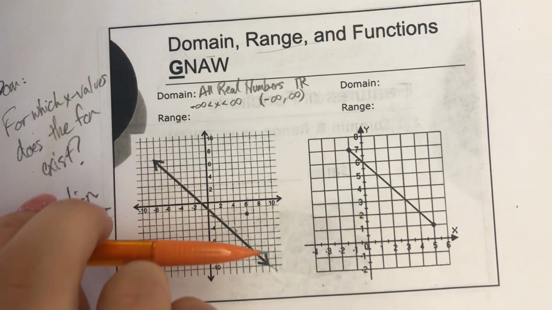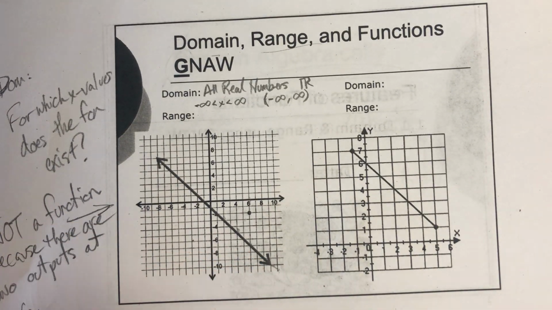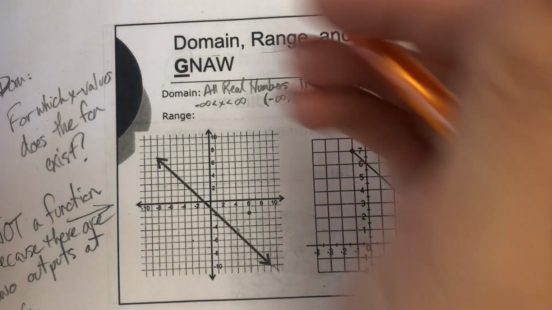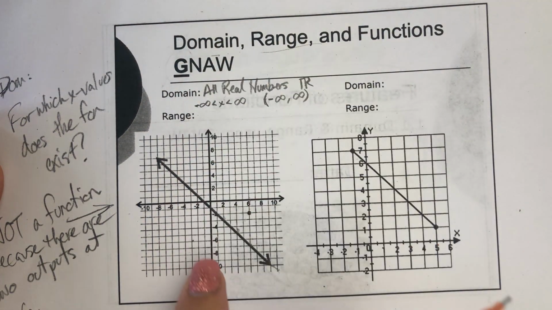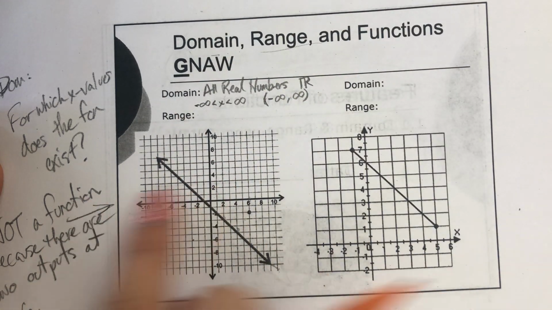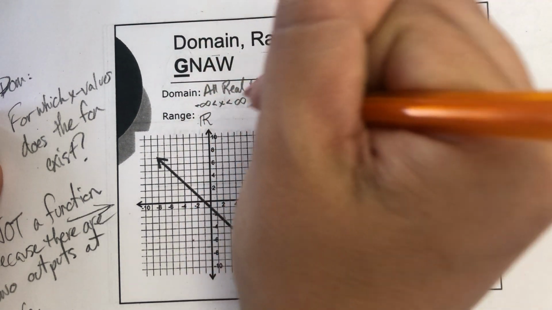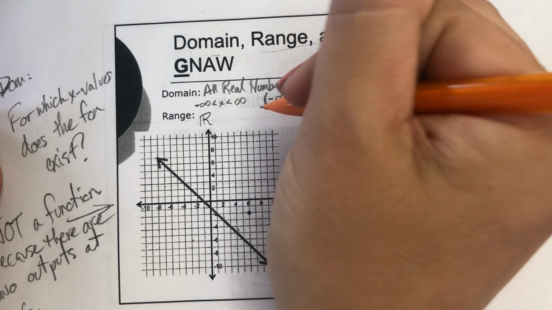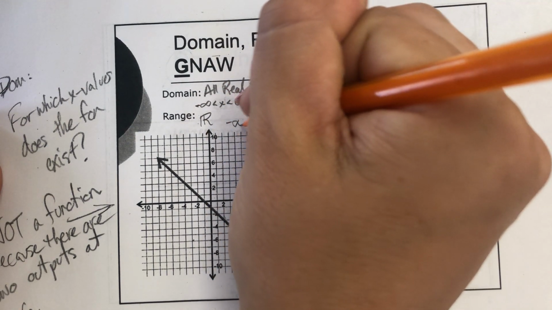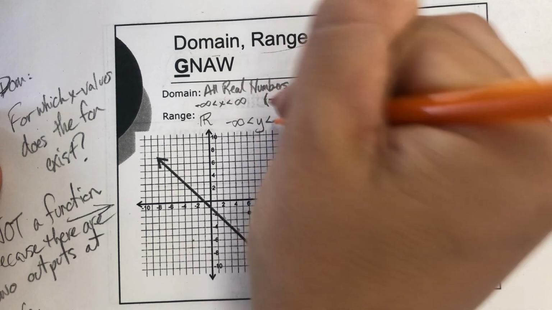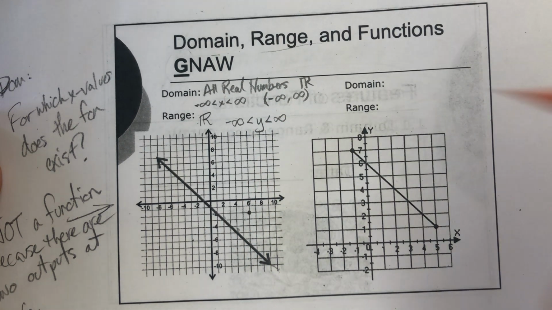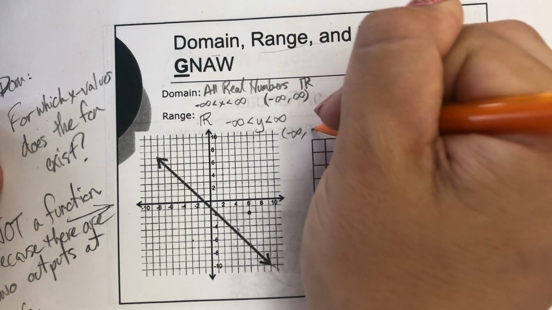The range, how far down does this graph go? And how far up? Right, it goes from negative infinity all the way to infinity. So the range is on the y's, right? Like all the way down and up. So when you're thinking range, you're thinking down and up. Domain would be left and right. So the range is also all reals. If you're using the inequality notation, it'd be negative infinity is less than y is less than infinity. Okay. If you're using interval notation, negative infinity to infinity.